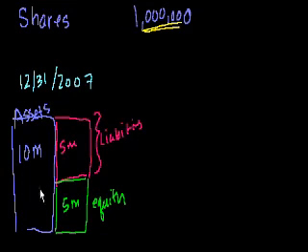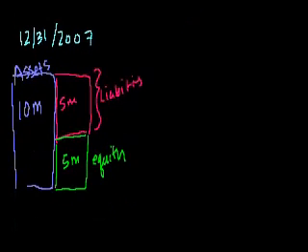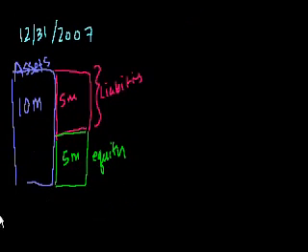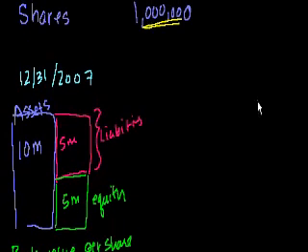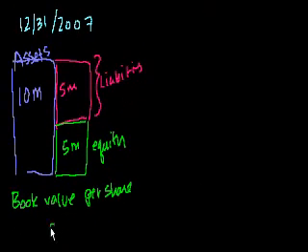$5 million equity. And just to tie a little bit with what we did in the first video, if we have 1 million shares, the book value of the equity is 5 million. So the book value per share is just this number divided by the million shares I have. So 5 million divided by 1 million is $5. This is the book value per share.